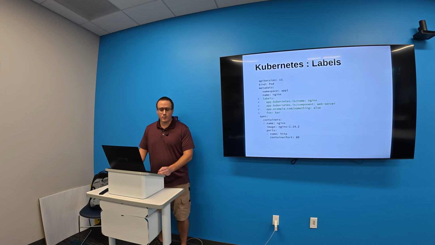They can also be namespaced themselves. So you can see some common ones there, like app.kubernetes.io/name. You can also make up your own namespaces. You can also skip the namespace entirely.